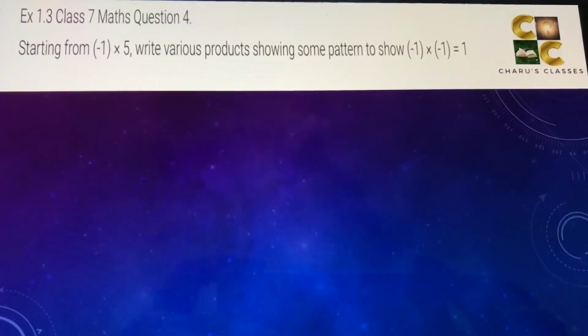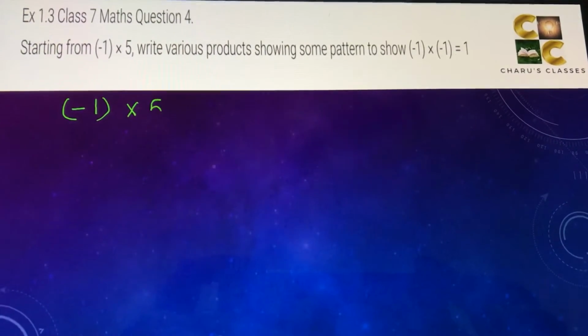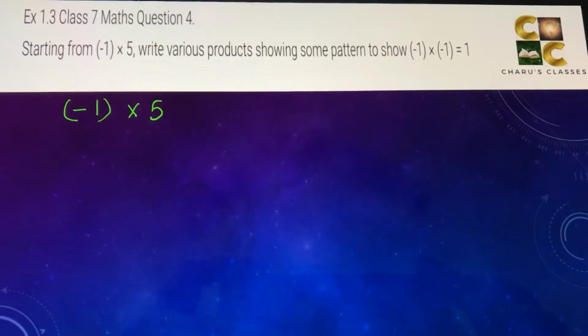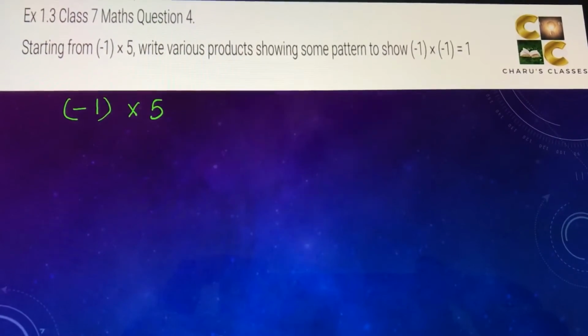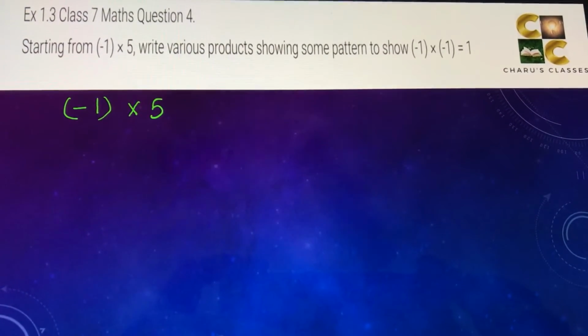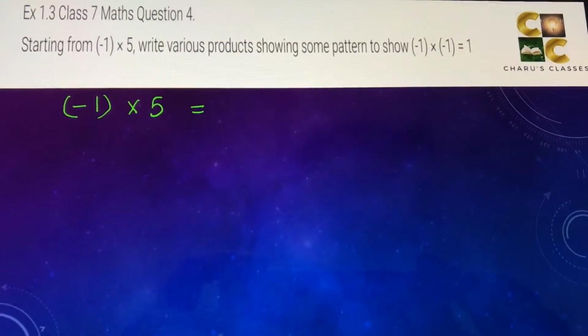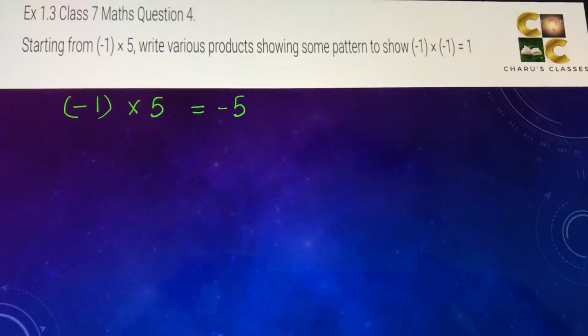Question number 4. Starting from minus 1 into 5, write various products showing some pattern to show minus 1 into minus 1 is equal to 1. So starting from minus 1 into 5, इसकी starting हमें minus 1 into 5 से करनी है and we have to get a pattern to show that minus 1 into minus 1 is 1. So minus 1 into 5, we know one positive and one negative number multiply with a negative sign. So the answer is minus 5.